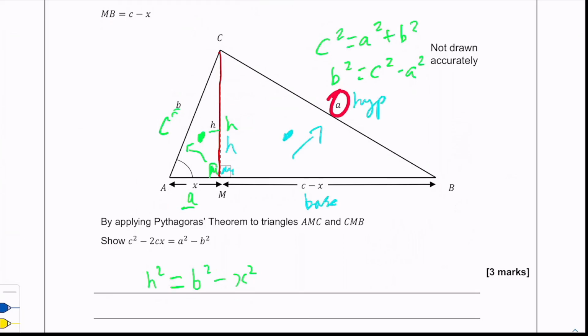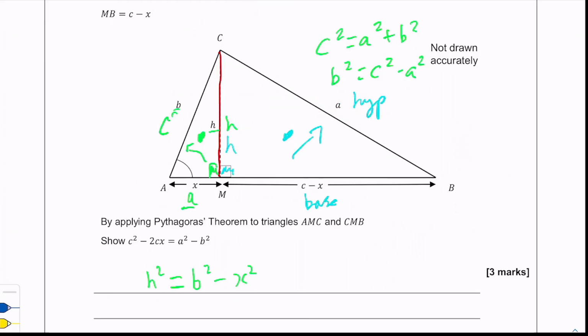Really annoying that they've used A, B and C, but anyway, just make sure that you use separate terms so that you don't confuse the examiner with what A is, what the hypotenuse is, and so on. Hopefully that makes a bit of sense. I know it's a bit of a mess, but just bear with me, okay?